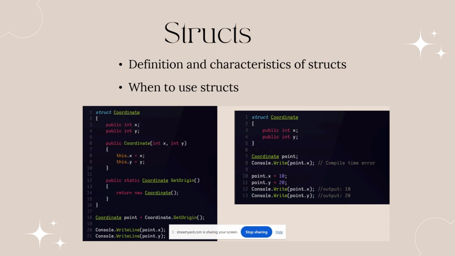Structs are value types that are used to encapsulate small groups of related variables. They are useful when you want to create lightweight objects that have similar properties to classes but are more memory efficient. And here is how you can define a struct in C Sharp.